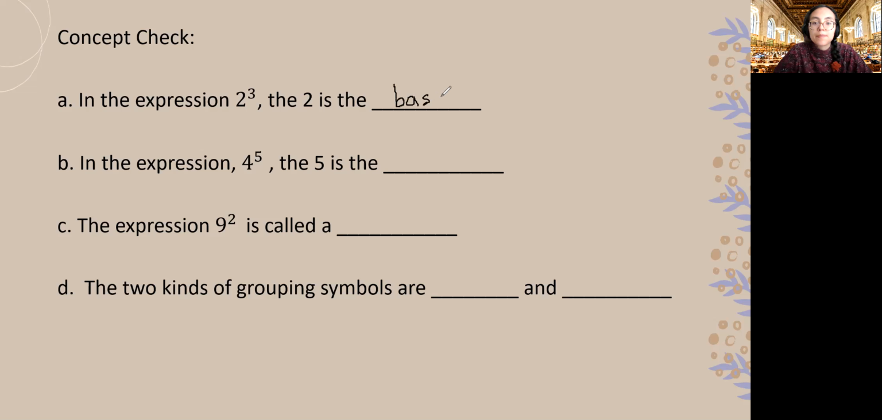Remember? We talked about 4 raised to the n. 4 would be our base, and n would be, and that's actually the next question. So this would be our base. In the expression 4 to the 5th power, the 5 is the... If 2 up here is the base, then 5 up here is the exponent. Okay, so you would write exponent up here.